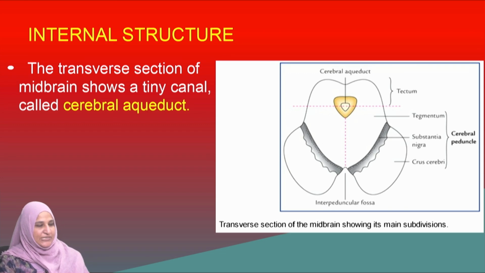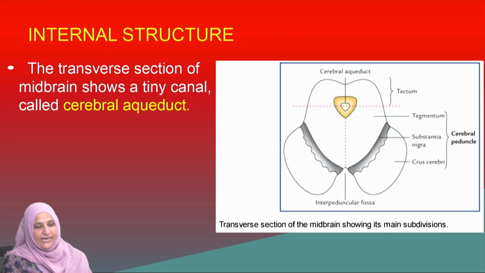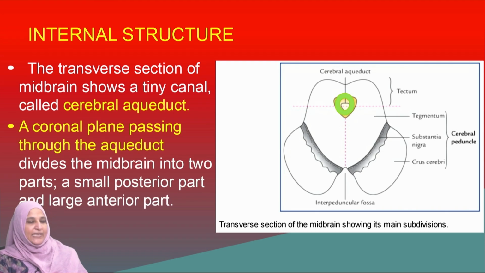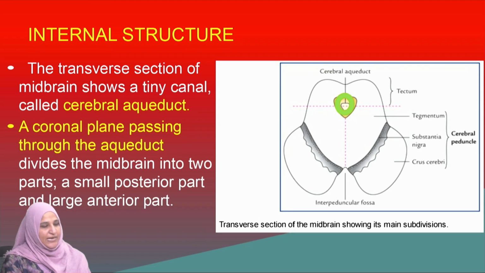The transverse section of the midbrain shows a tiny canal, which we call the cerebral aqueduct. So here we have the cerebral aqueduct, and a coronal plane passing through this aqueduct divides the midbrain into two parts, a small posterior part and a large anterior part. So this is the plane that is dividing it into two parts.